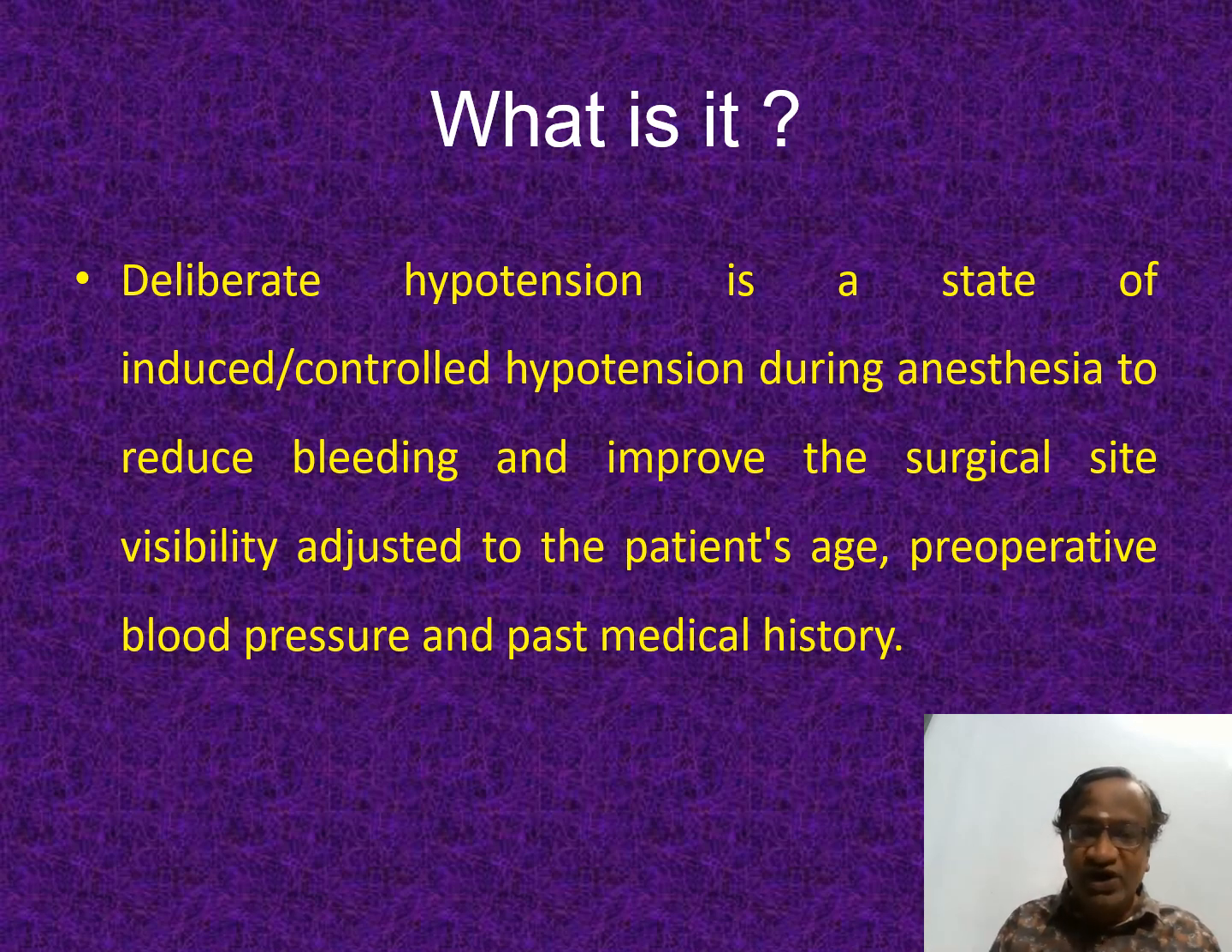What is it used for? To decrease bleeding, to improve the surgical site visibility. Okay. Now, what should we do? We should know the pre-op blood pressure. We cannot do the same thing for a BP pre-op of 140/90 or 110/70. We should know the patient's age and the past medical history. For example, a patient with stroke earlier may come.